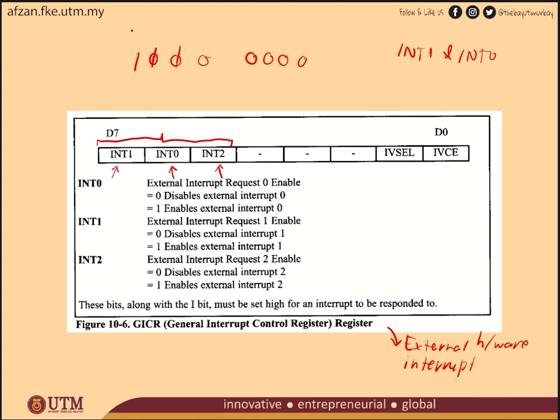If you put 111, it means that you are going to use all the external hardware interrupts, INT1, INT0 and INT2. So the way that you enable the interrupt will reflect what type of external hardware interrupt you're going to use.